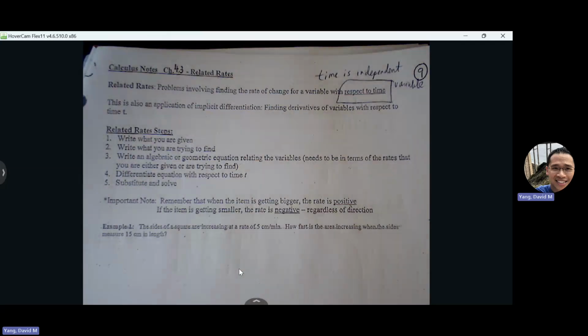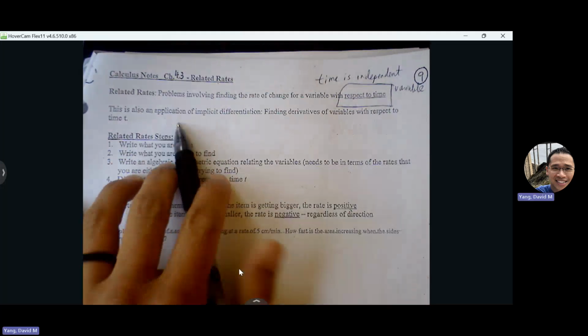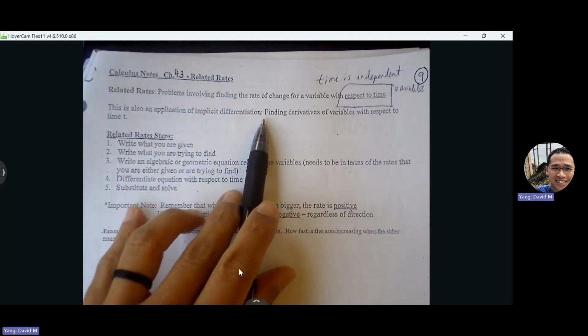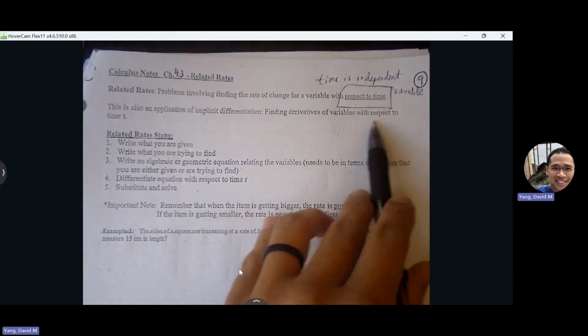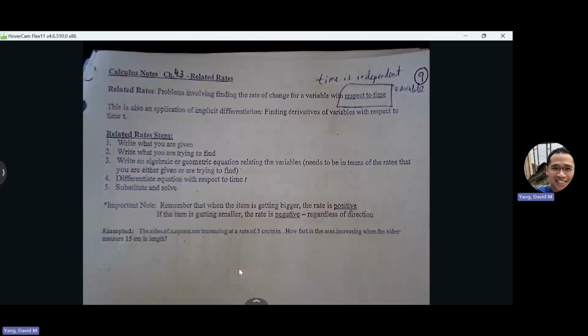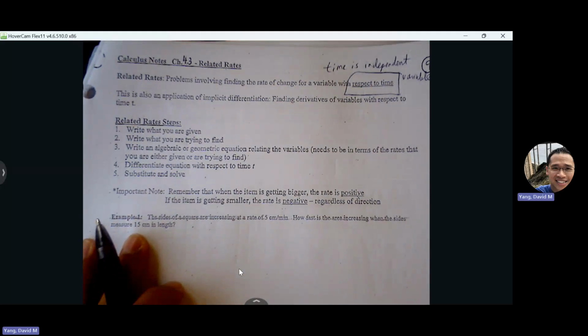So now everything else is going to be a dependent variable. Everything else like y or x or length or height are all going to be a dependent variable. So this is an application of implicit differentiation, but what we're finding the derivative now is with respect to time. So everything is going to have a d over dt feel to it.